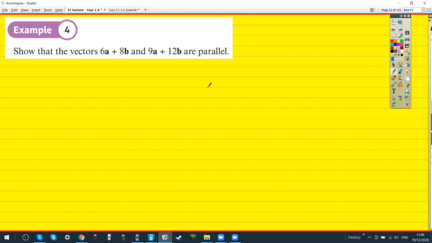Fully factorize. So could you factorize out 3 from the second one, 9A plus 12B? You can factorize out 3 from the second one. So it'd be 3 outside the brackets, 3A plus 4B. And then the first one, factorize out 2. That gives you 2 and then 3A plus 4B.